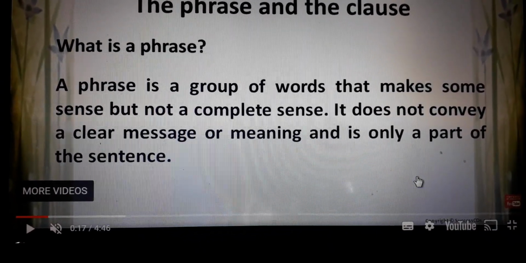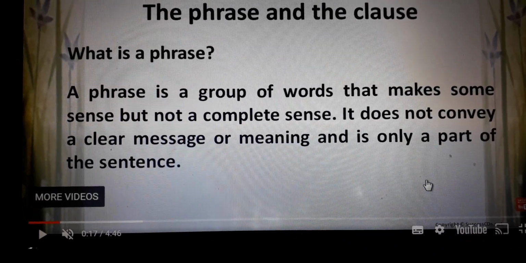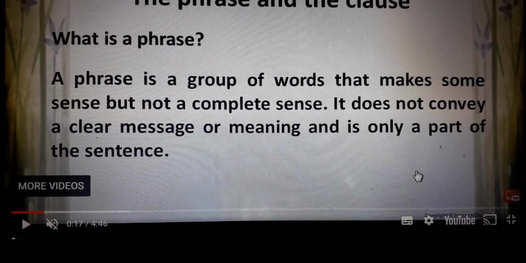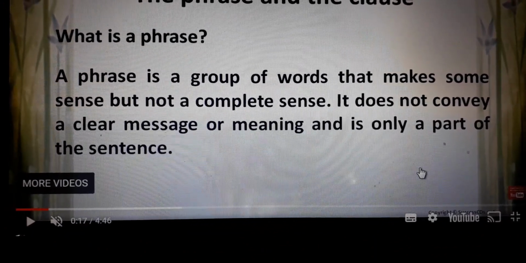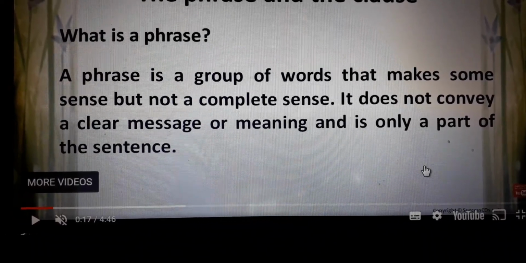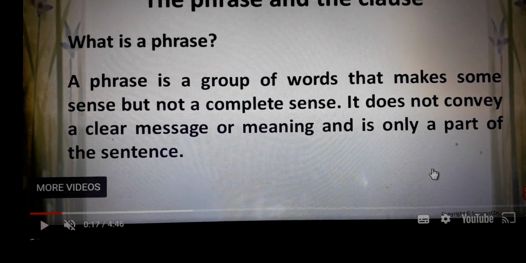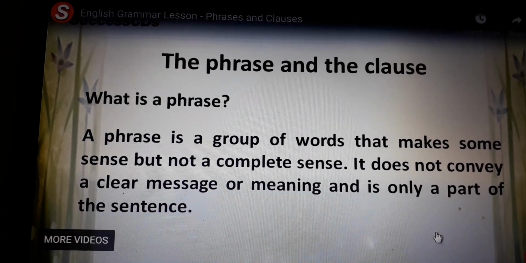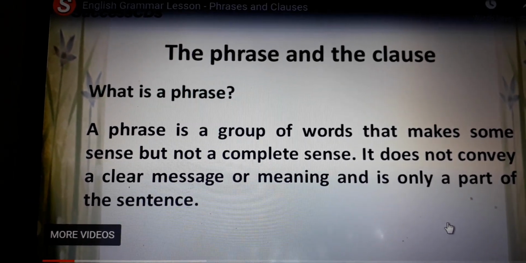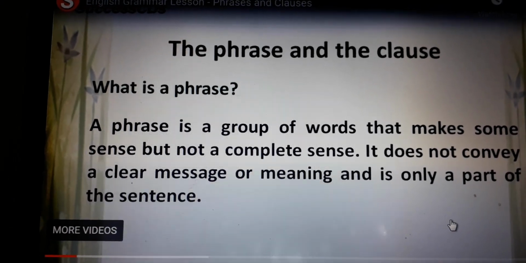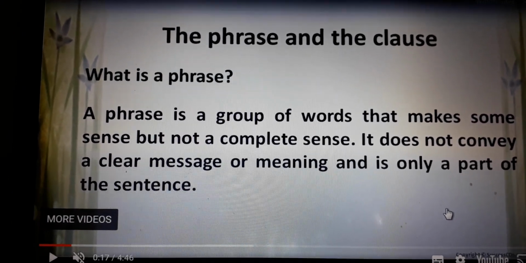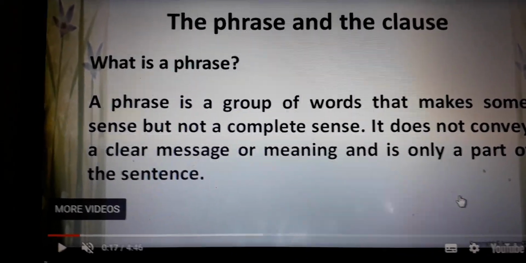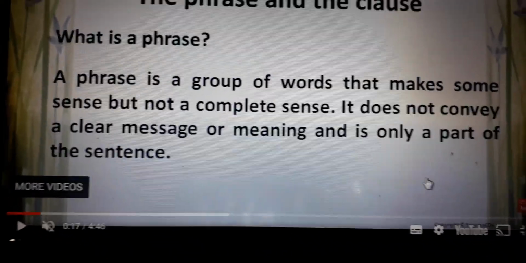Now, a phrase is a group of words that make some sense but not a complete sense. It does not convey a clear message or meaning, and it is only a part of a sentence. As I told you, a sentence is formed by a group of words. Here a phrase is also a group of words that makes some sense, not a complete sense. It does not convey a clear message, and it is only a part of a sentence. Right?